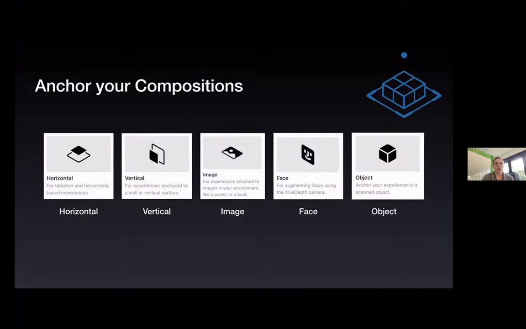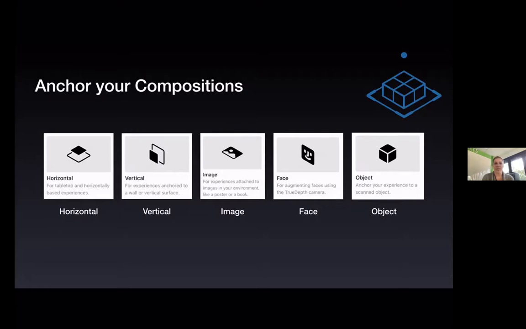You can then move on to vertical anchors, where you have things that will pop up on a vertical surface, such as the wall or a window, or maybe a poster that you've got out in your hallways. You can then do image layering. So you have a composition that comes to life when it appears on top of a particular type of image, as well as your face.